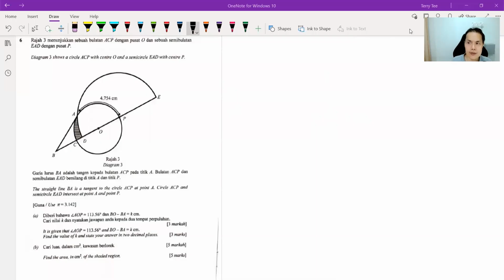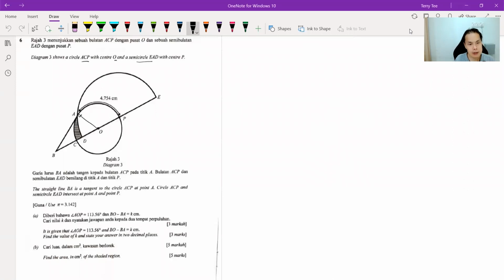Question number 6, this is from the chapter Circular Measure from 5 chapter 1. The first thing is you're given a straight line BA that is a tangent to a circle, so it's 90 degrees. We know this is a circle ACP with center O and semicircle EAD with center P. Okay, so this is a tangent.